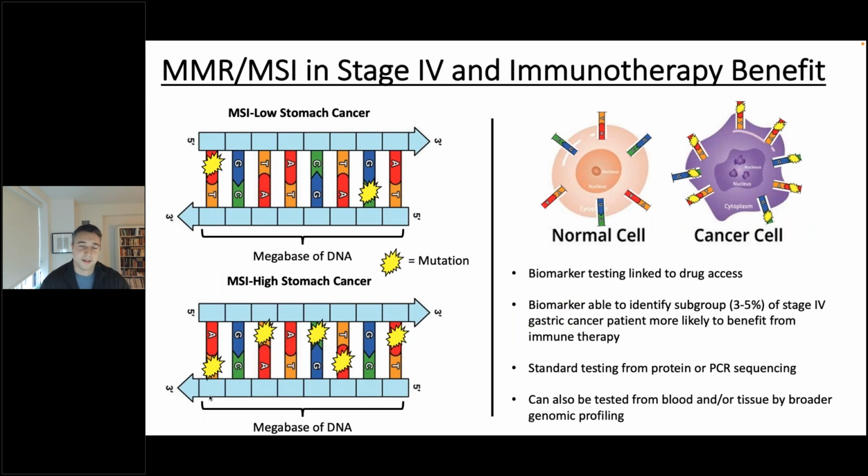This brings us back to the mismatch repair and MSI-H question I mentioned earlier. So MSI low, or microsatellite stable stomach cancers, which is about 95% of stage 4 patients, the DNA looks like this. So you have 2 strands of DNA, and they're these bases that pair together, and there's periodic mutations that just accumulate in cancer over time. But there's actually not a ton of them.